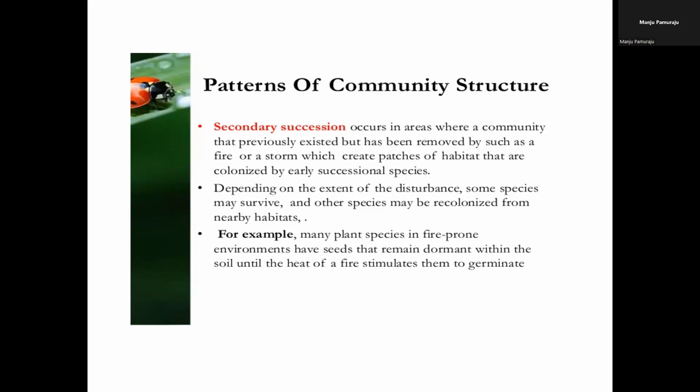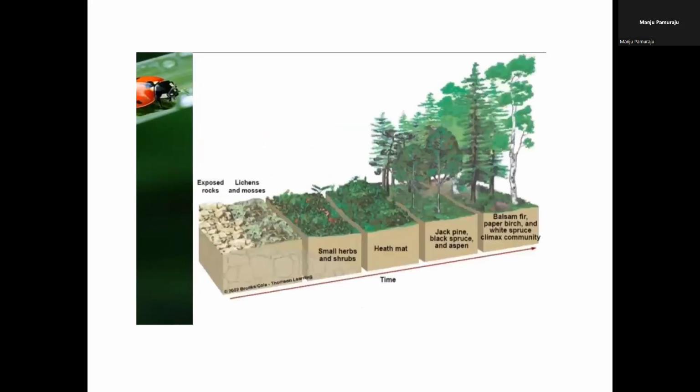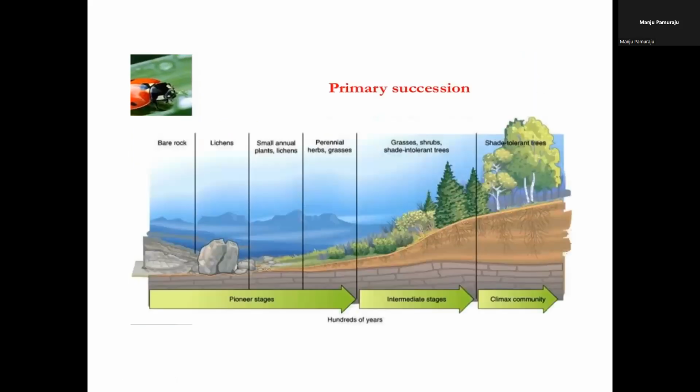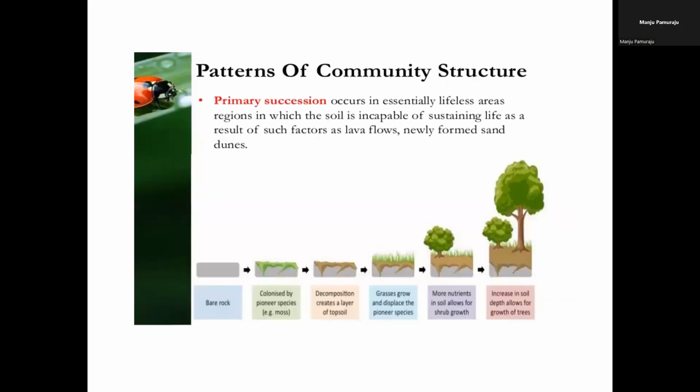So the difference between primary succession and secondary succession: primary succession starts on a bare area, where the soil is incapable of sustaining life. Here the growth of organisms will not take place. That type of succession is called primary succession.